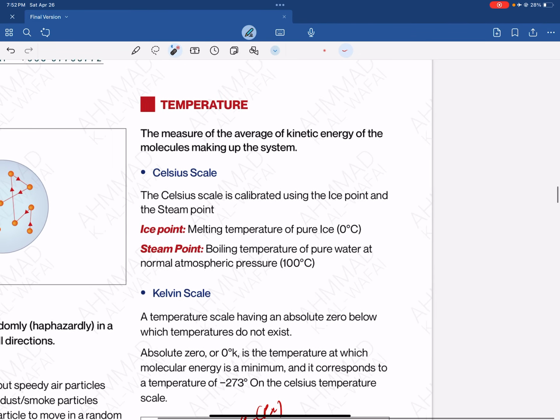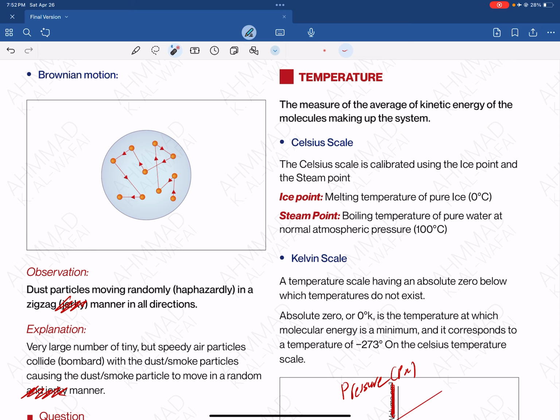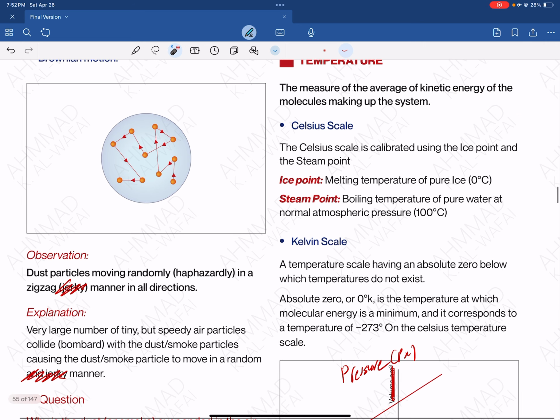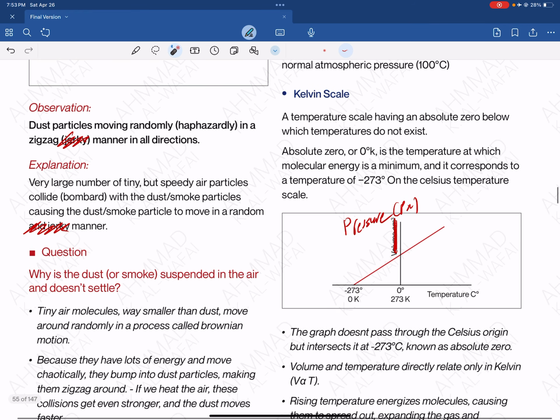Now moving on, we move to the idea of temperature. Temperature is a very important concept to understand: it's the measure of the average kinetic energy of the molecules. So the higher the temperature, the higher the kinetic energy. If you increase the temperature, you increase the kinetic energy. You decrease the temperature, you decrease the kinetic energy. All right, so we've got two scales that we're going to talk about. The Celsius scale goes from negative to positive, of course, but we don't really use it in thermophysics that much. We use something called the Kelvin scale.